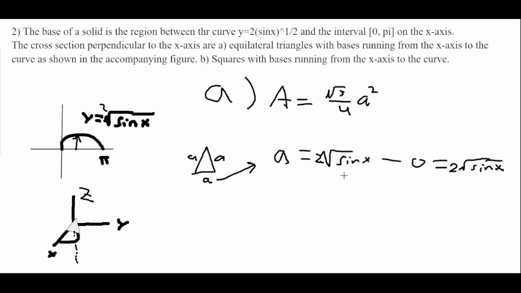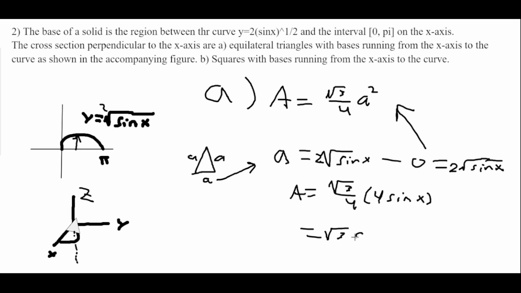Now that we have this one base, we essentially have all the sides. So now we just plug this into the formula. Area is equal to root 3 over 4 times 2 root sine x squared, which is going to be 4 sine x. The 4's cancel, and you're left with root 3 sine x.